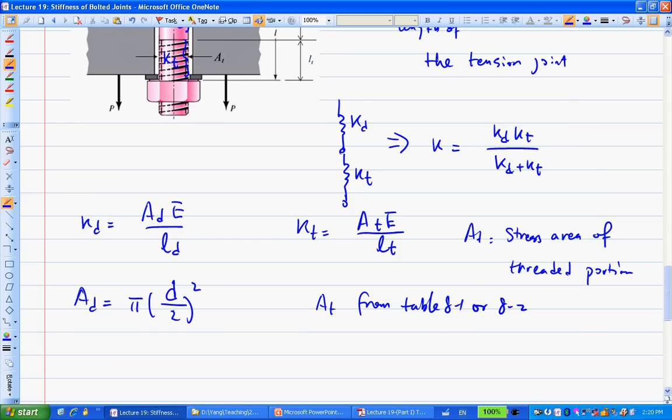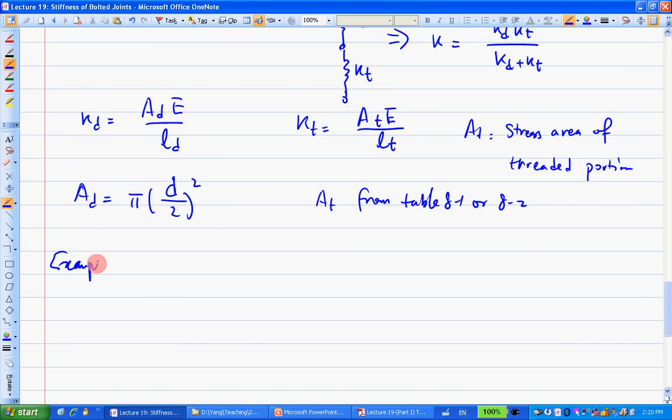Was that good? So now everything boils down to LT and LD, right? Once you can figure out what LD and LT are, then we can calculate KD and KT, and we can calculate the total stiffness. So here's the next example. We'll show how we find the values of LD and LT. Let's show that through an example right here. We're going to have to rely on the table that you have in the handouts, the first page. Which table is this again? Look at it.